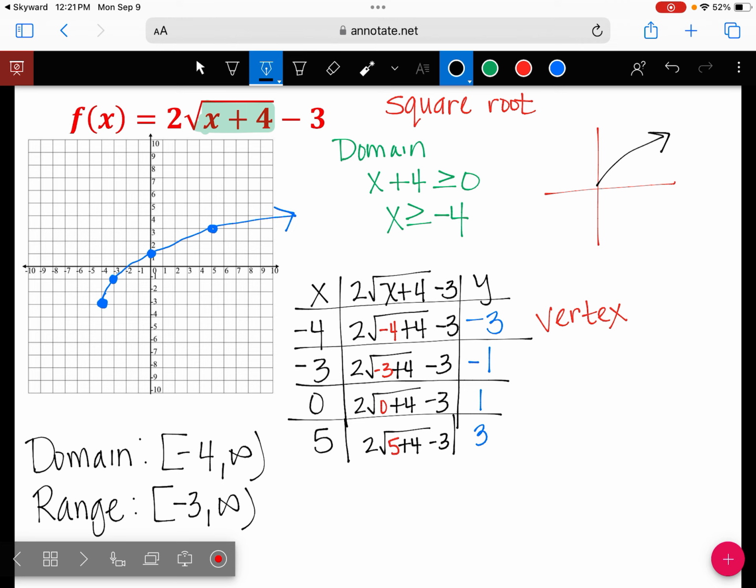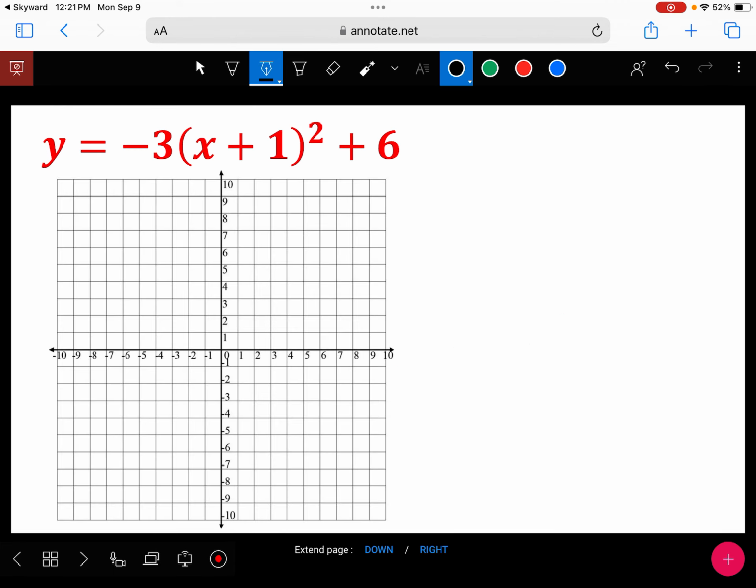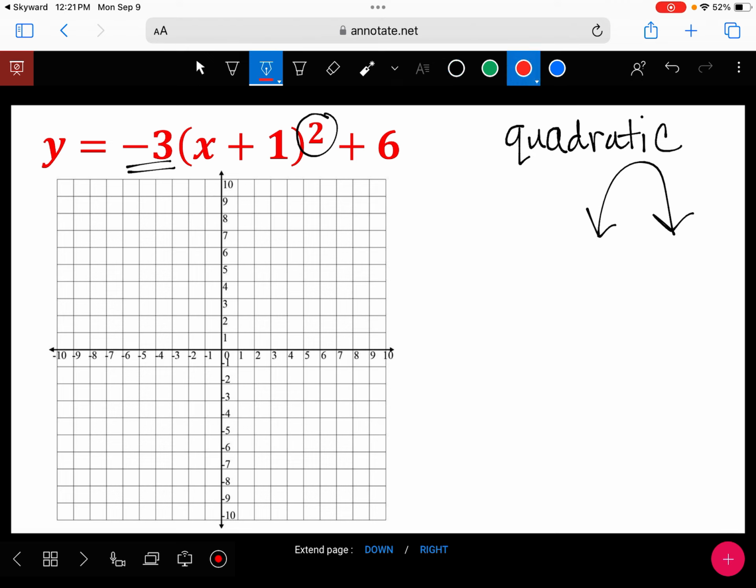All right, last one we're going to do is one more quadratic, except this one is going to be a frown. So because it's a square, I know this is a quadratic. And because A is negative, this one is going to be a frown. So this one has an absolute max instead of an absolute min. So we're going to make our table.